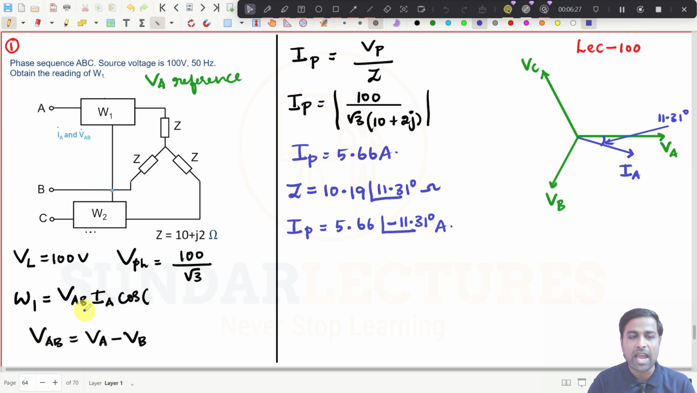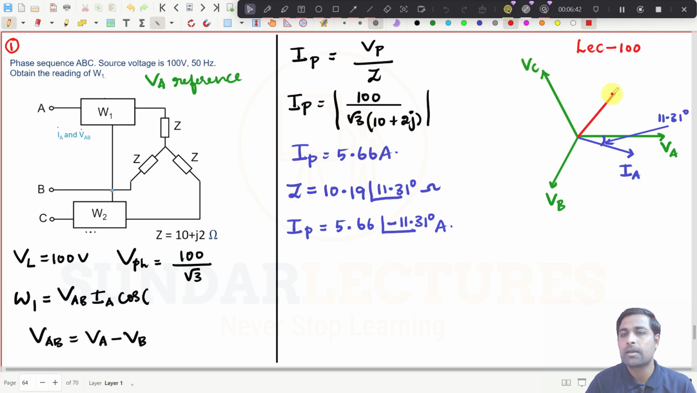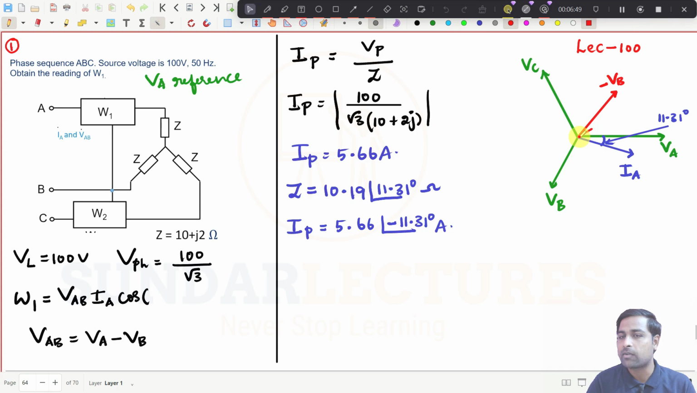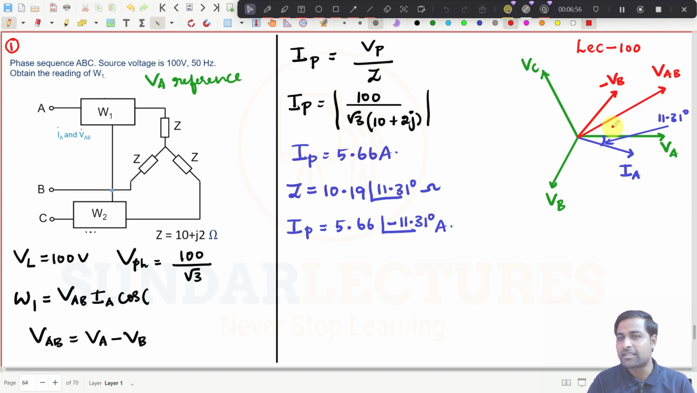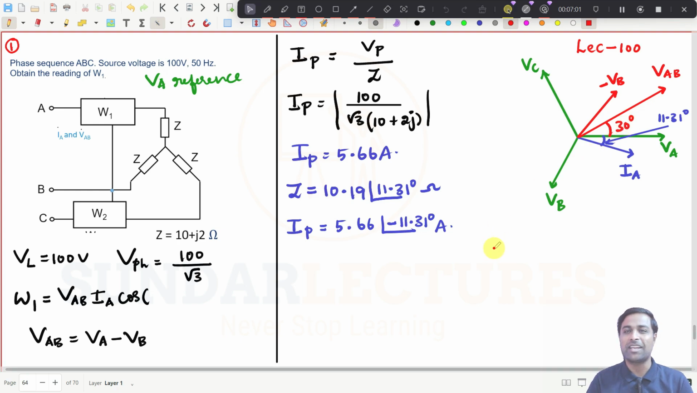Next one, we need to find VAB. Since we have to find the angle between these two, we have to put it here, right? So what is VAB? Already I have VA, and I need to find minus VB. See here, I will take another color. This one will be minus VB, and if you add these two, what will you get? This is nothing but VAB, and this angle is 60 degrees, and this angle will now be 30 degrees, right?